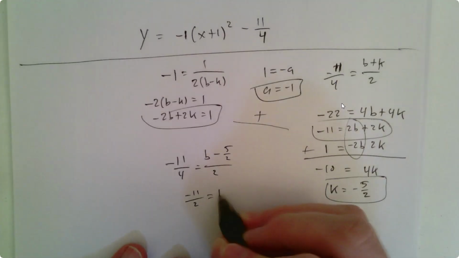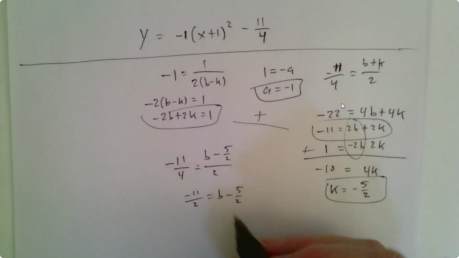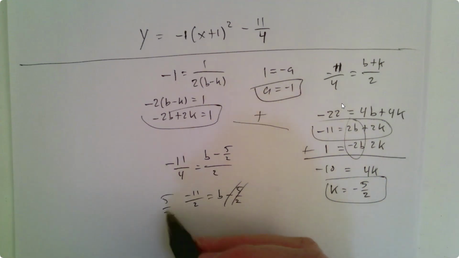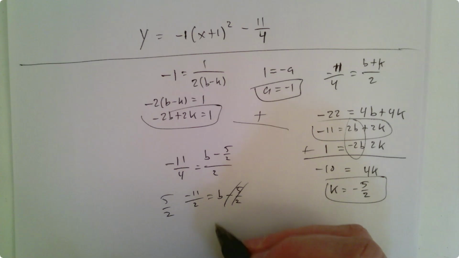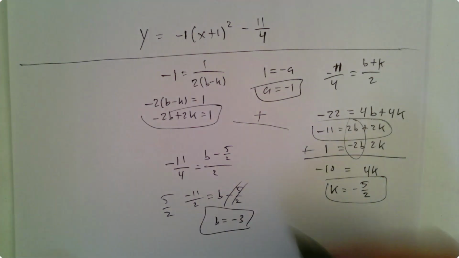So that gives me -11 halves equals b minus 5 halves. Let's add the 5 halves. So if I had 5 halves minus 11 halves, pause and think what that is, should be negative 6 halves, which is the same thing as negative 3. So that was the idea.